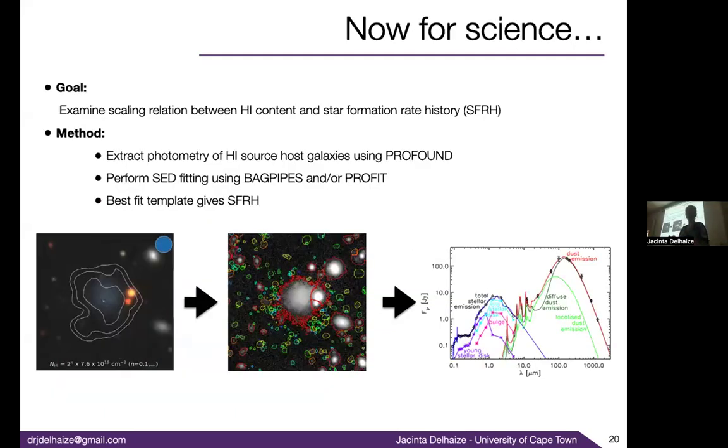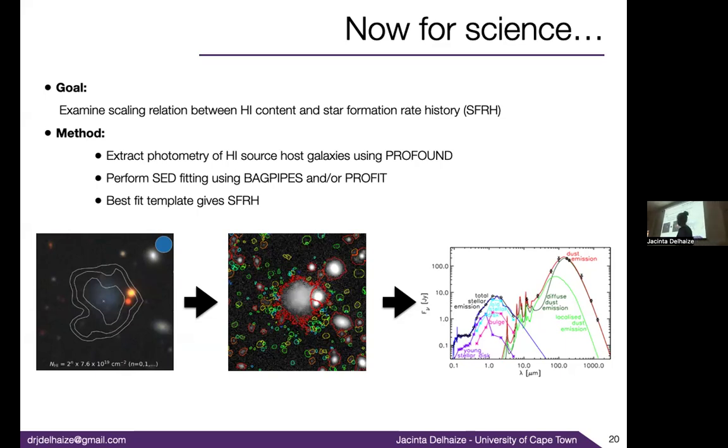And now Leia is using those early detections from the early science to do some actual science. So her goal is to look at the scaling relation, so just the relationship between H1 content and the star formation rate history. So the history of how stars were formed in the galaxies, in the optical counterparts to these galaxies, right?